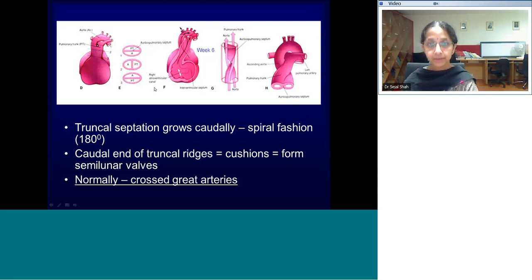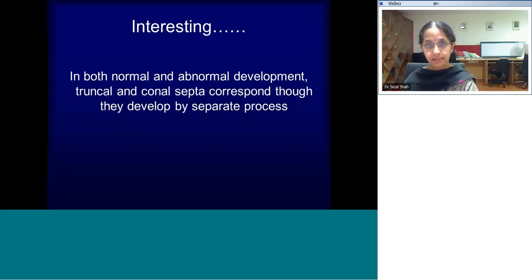The truncal ridges then become prominent and form a truncal septum. At the same time, the conal ridges become prominent and give rise to the conal septation. The truncal septation is growing downwards in a spiral fashion. That means it rotates as it grows caudally and then it fuses with the conal ridges. The caudal end of the truncal ridges forms the semilunar valves, and this is how it gives rise to normally related crossing great arteries, as we can see here in this figure.